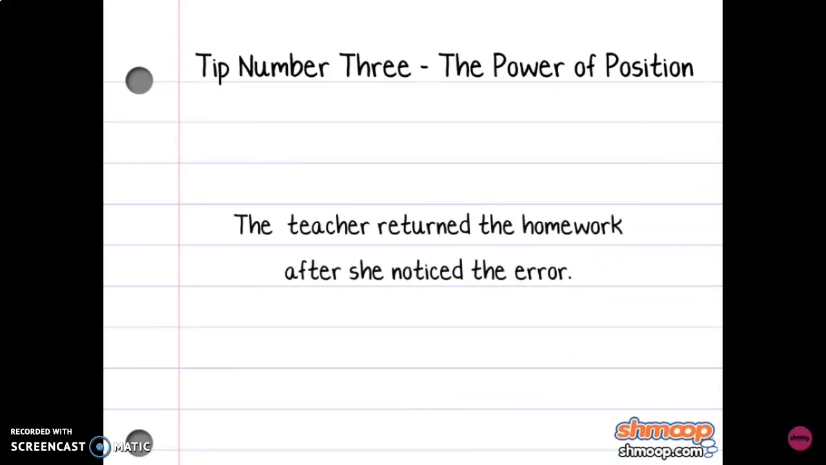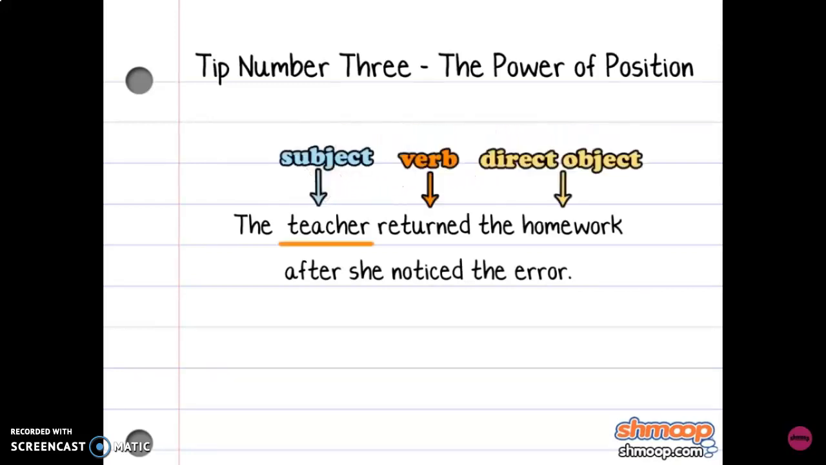We can generally tell what role a word plays based on its position in the sentence. For example, in English, subjects, and therefore nouns, usually come at the beginning of a sentence.